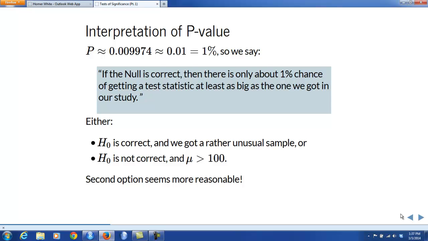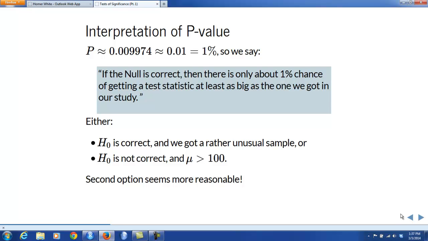How should we interpret that p-value in a practical way that people who don't take this kind of course could understand? Well, remember the p-value is about 0.009974, which we should round off a bit. That's about 0.01 or 1%. So we could say this by way of interpretation. If the null hypothesis is correct, if the mean population speed is only 100 miles an hour, then there's only about a 1% chance of getting a test statistic that's at least as big as the one we got in our study.